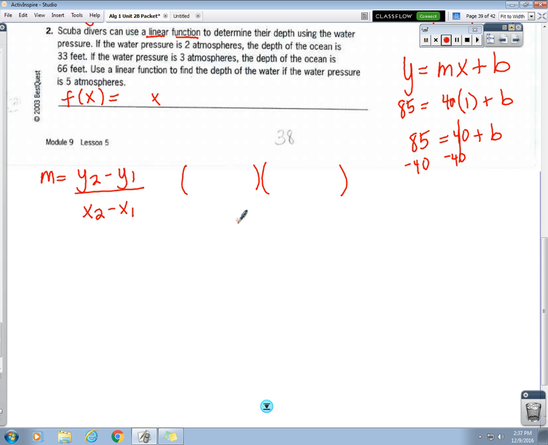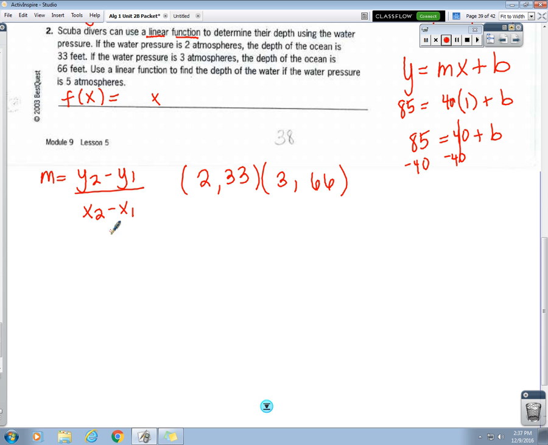Scuba divers can use a linear function to determine their depth using the water pressure. If the water pressure is 2 atmospheres, the depth of the ocean is 33 feet. If the water pressure is 3 atmospheres, the depth of the ocean is 66 feet. Use a linear function, so use y equals mx plus b form, to find the depth of the water if the water pressure is 5 atmospheres.